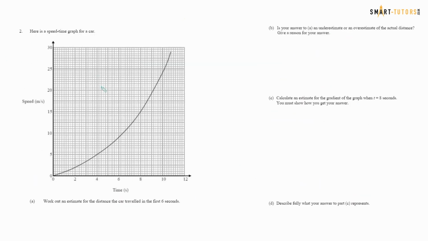Question number 2. Here is a speed time graph for a car. First question, work out an estimate for the distance the car travelled in the first 6 seconds. So the first 6 seconds means up to here. So we need to find the area under this curve.